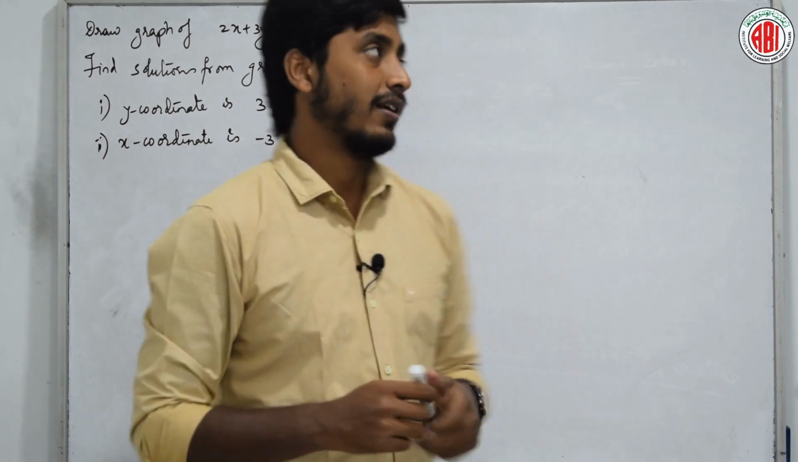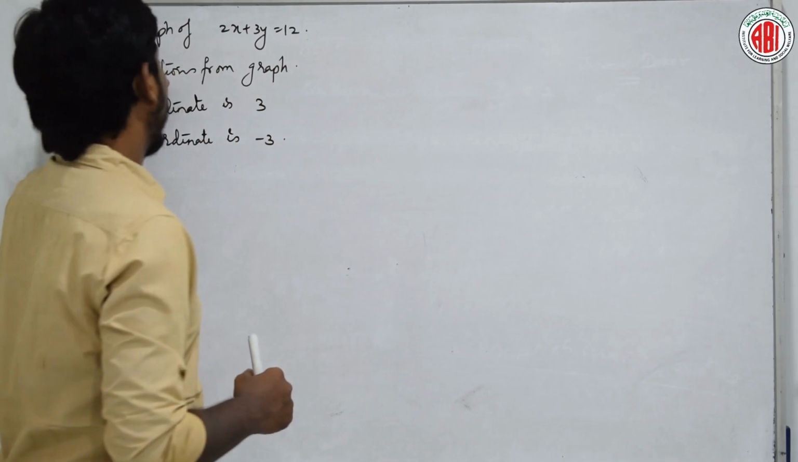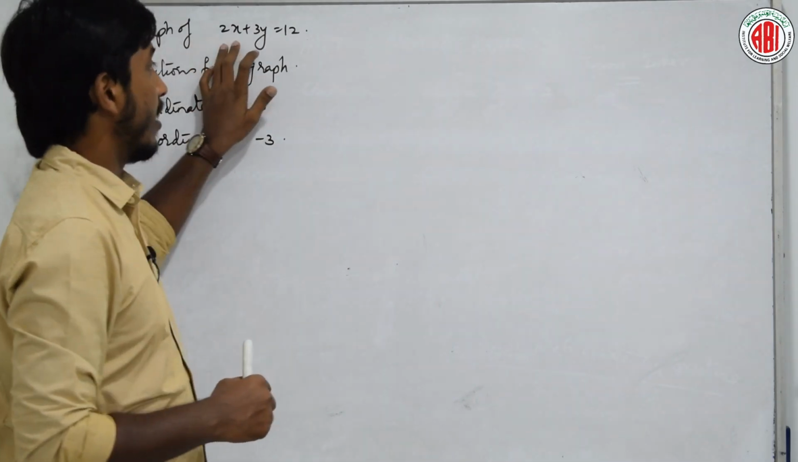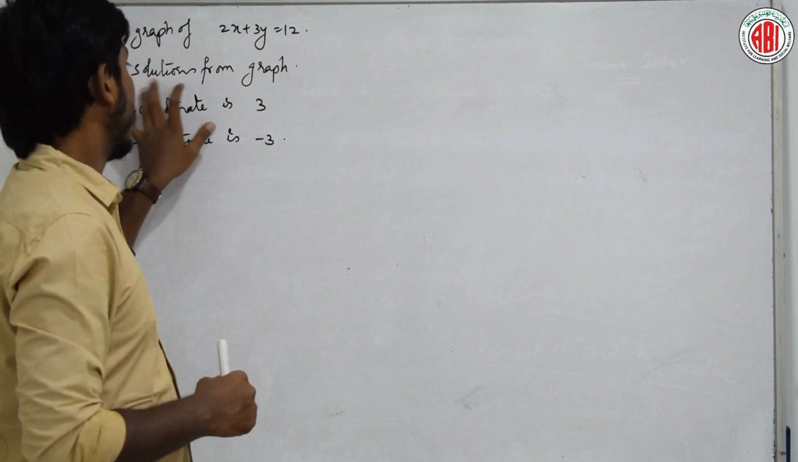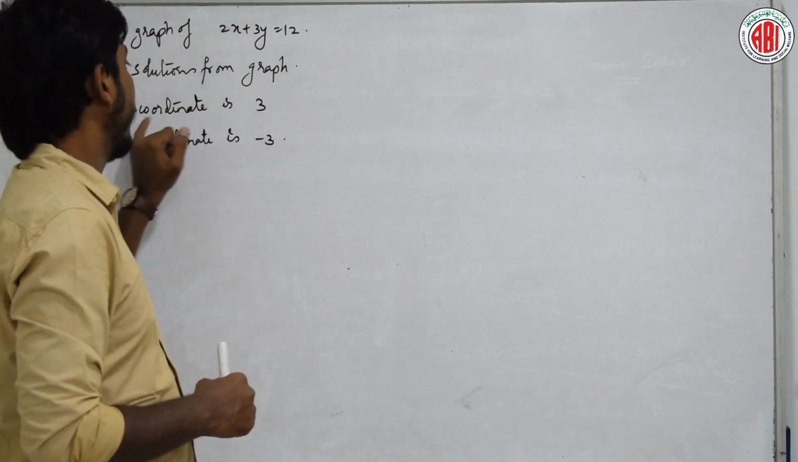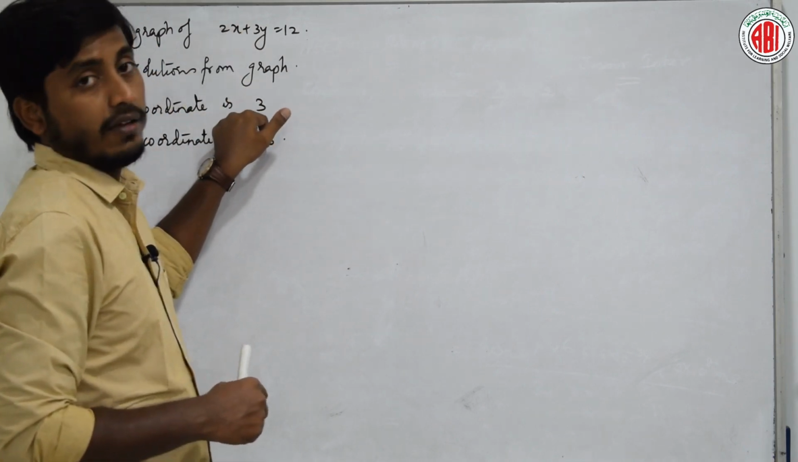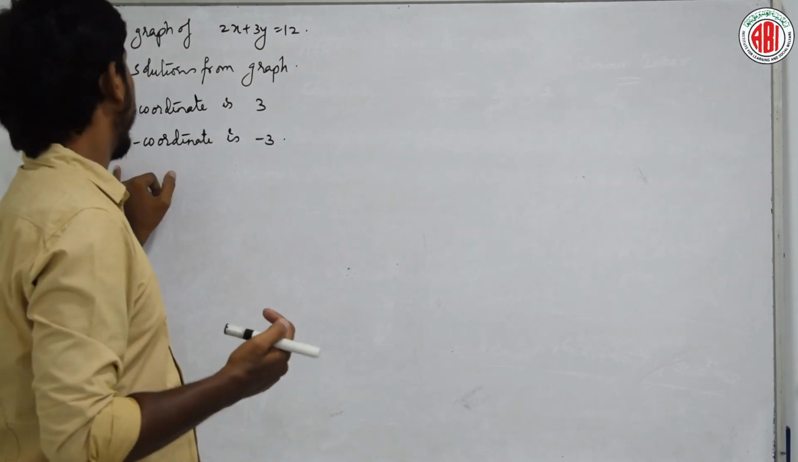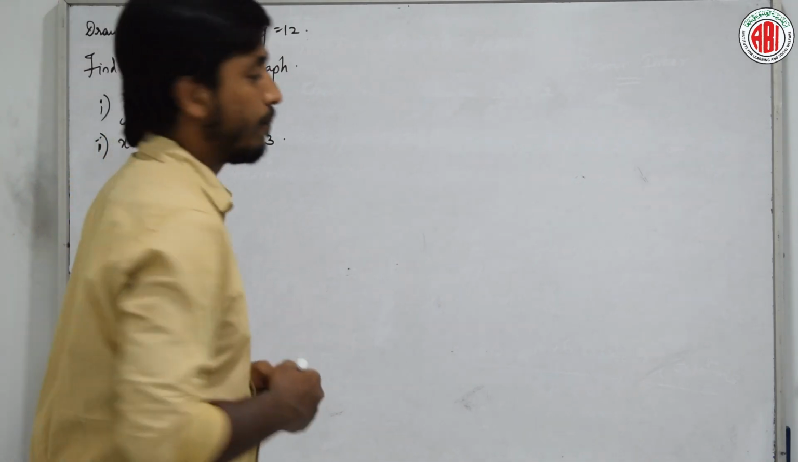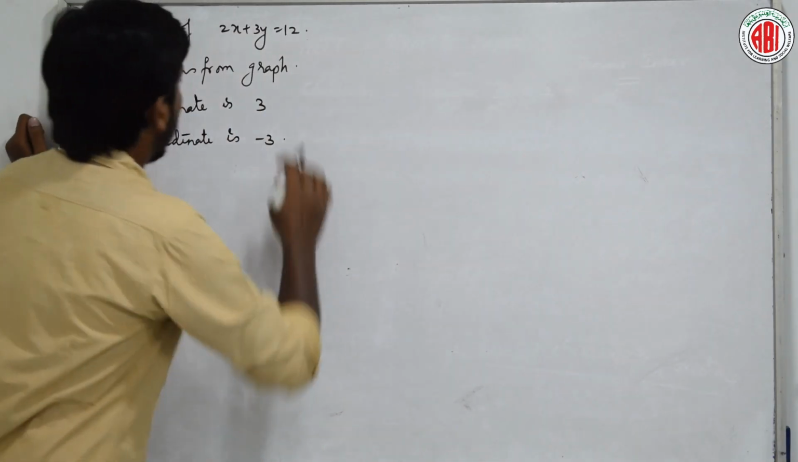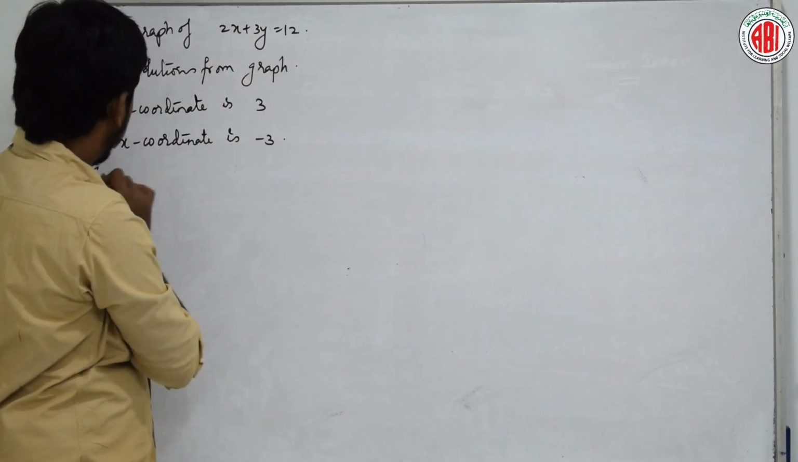See here. The question given here asks us to draw the graph of 2x plus 3y equal to 12. Then it asks us to find the solution from the graph. If the y coordinate is 3, we have to find x. If the x coordinate is minus 3, we have to find y. So whenever we have this kind of equation, what do we do?